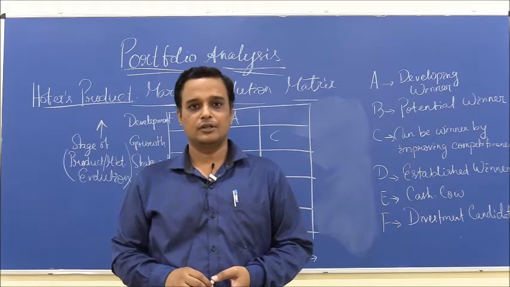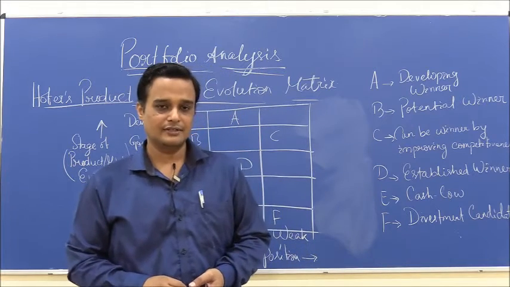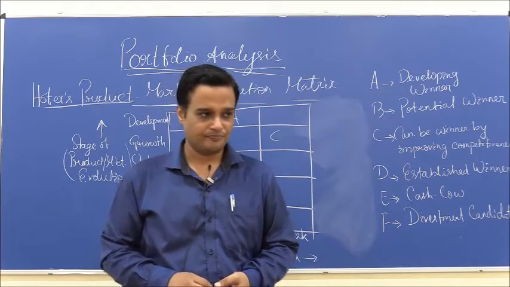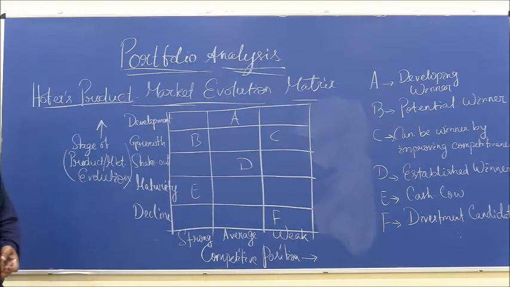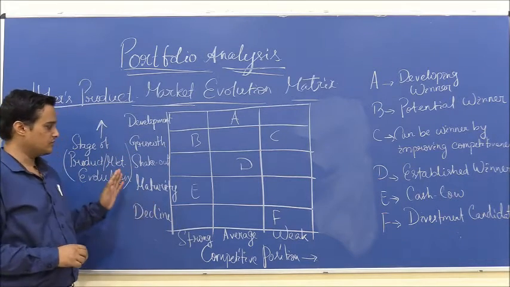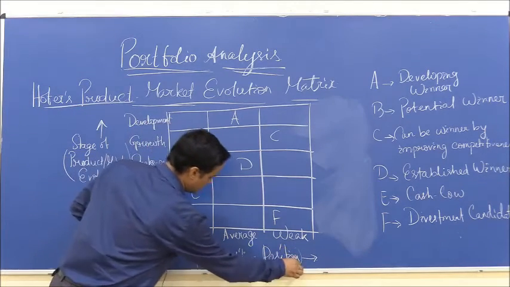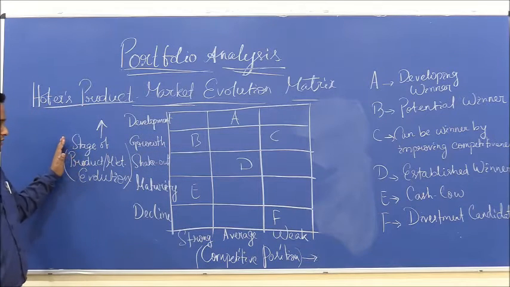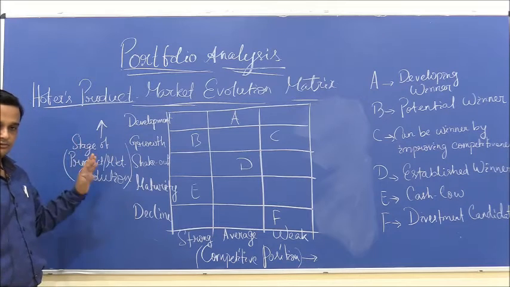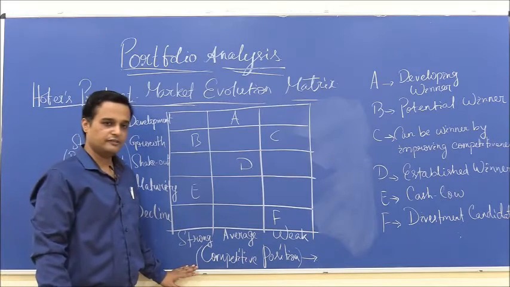In today's class, we will look at the next tool of business portfolio analysis, which is known as Hoffer's product and market evolution matrix. As you can see in this picture, it is again a 15 cell matrix which is prepared taking into consideration two factors. One is the stage of product evolution or stage of market evolution, and the competitive position of the company.